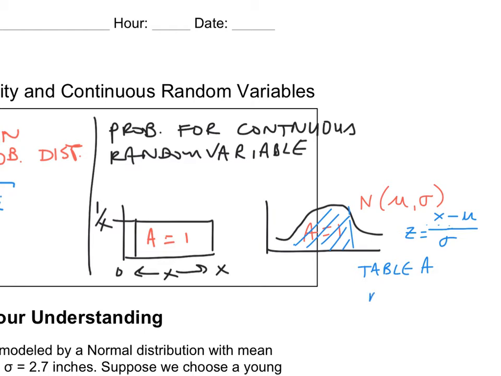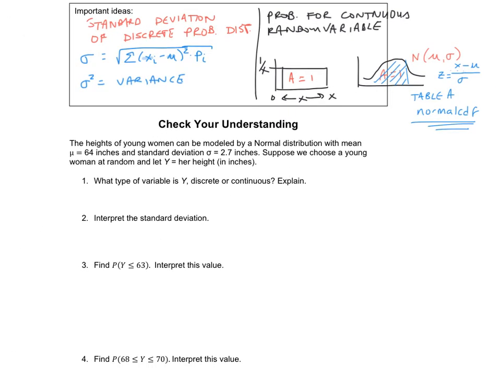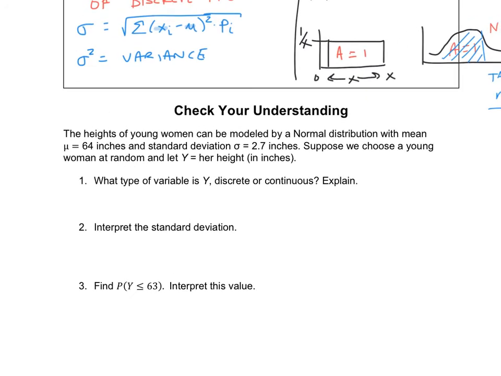Or we could use normalcdf. And remember, we have to label that one. We can't use calculator speak. So let's do an example. A lot of this is going to look really familiar, right? So here we go. The heights of young women can be modeled by a normal distribution with a mean of 64 inches and a standard deviation of 2.7 inches. Suppose we choose a young woman at random and let y equal her height in inches.